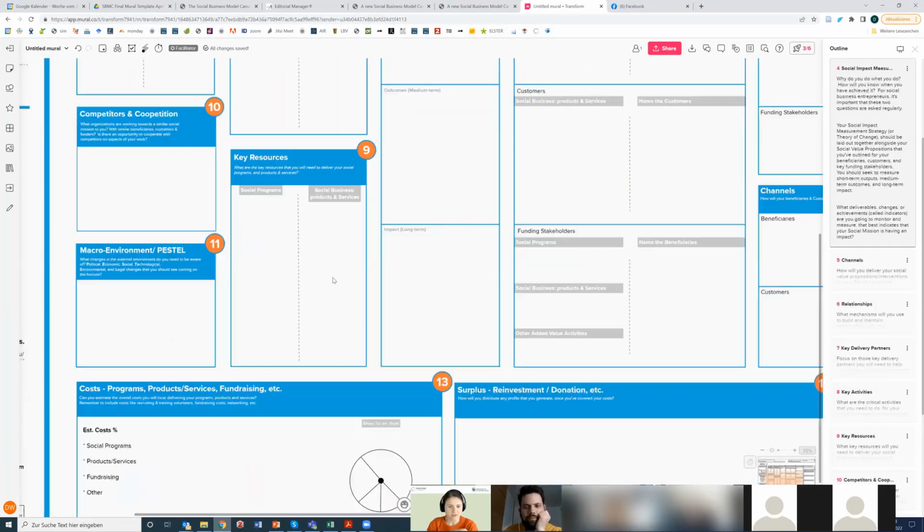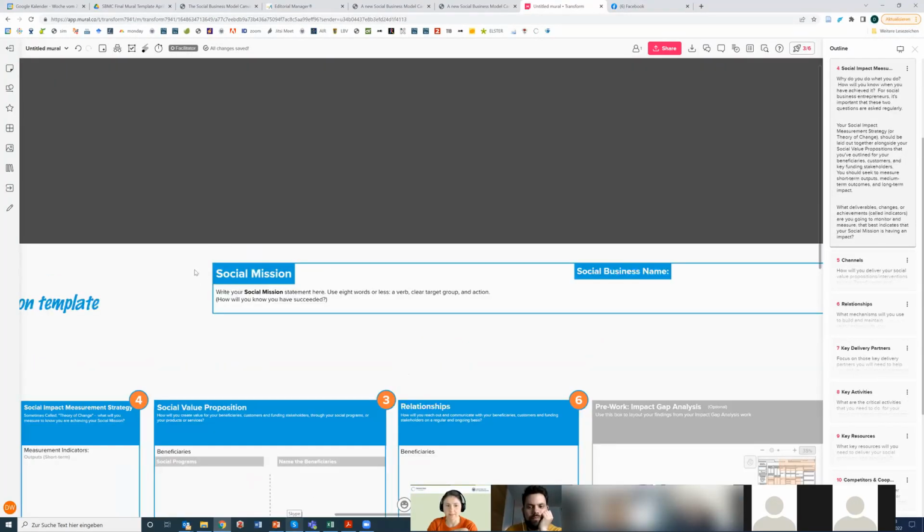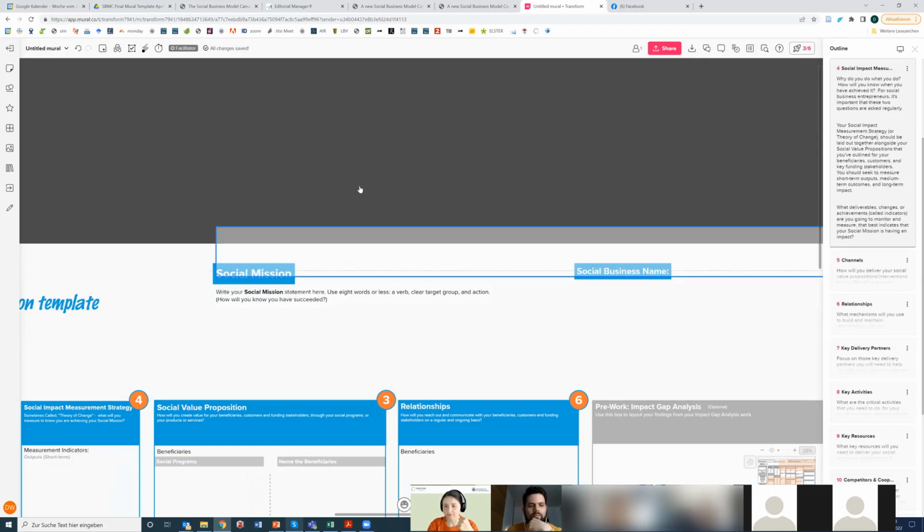What is also, I think, particular is that it also provides some guiding questions on how to answer or how to fill out and define your business model. For instance, how to develop a social mission, that it should be short, clear, and focus on a target group, for instance.